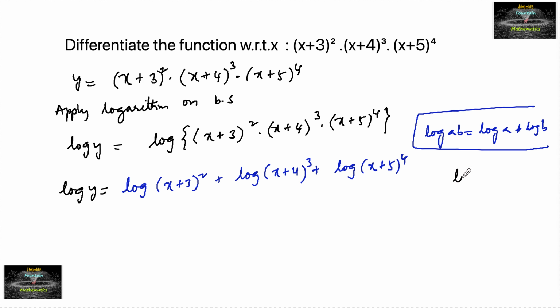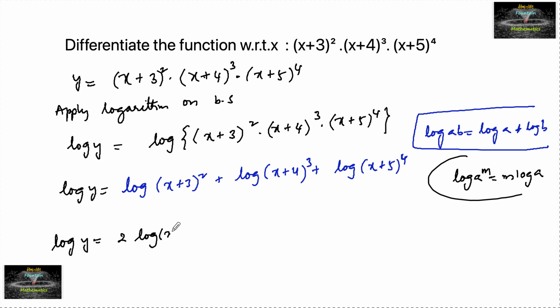So again, by using the property log a power m is equal to m times log a, we can write log y is equal to 2 times log of (x + 3) plus 3 times log of (x + 4) plus 4 times log of (x + 5).